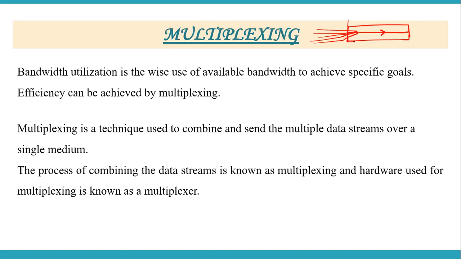यहाँ पे आपका multiplexer लगा होगा and यहाँ पे आपका demultiplexer लगा होगा. So what will the demultiplexer do? Demultiplexer will again divide the single signal into the number of signals that were earlier there. Okay, so this is known as multiplexing, and the hardware used for multiplexing is known as multiplexer and demultiplexer. So what is it basically? When you are given the data streams or multiple signals and you combine them into one signal so that it can pass over a single medium, that is known as multiplexing.